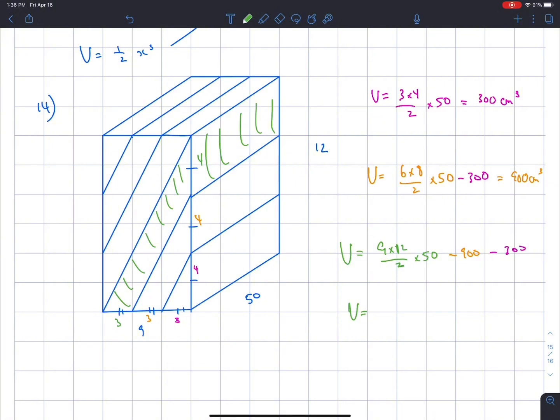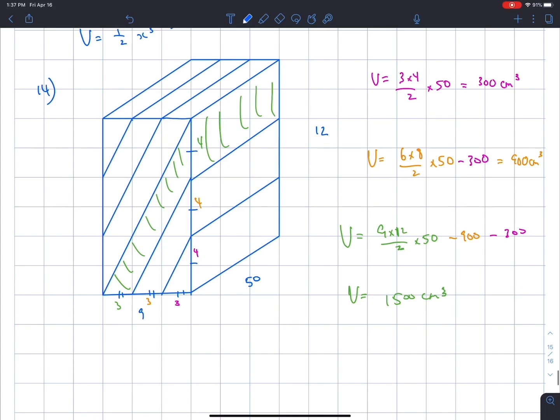So 9 times 12 divided by 2 times 50 minus 900 minus 300, and we get 1500. And those are the answers. So 300 centimeter cube, 900 centimeter cube, 1500 centimeter cube.